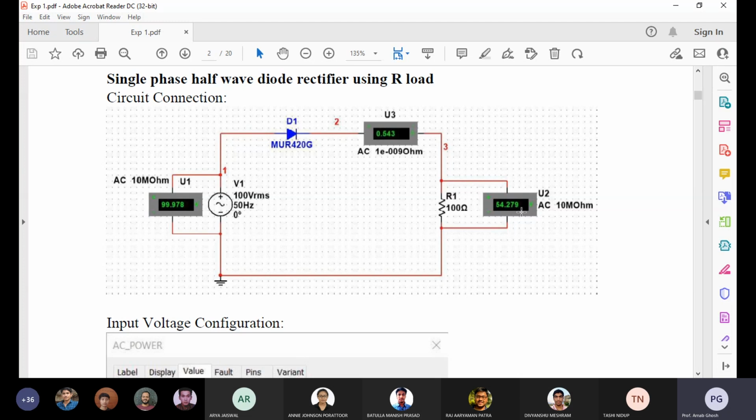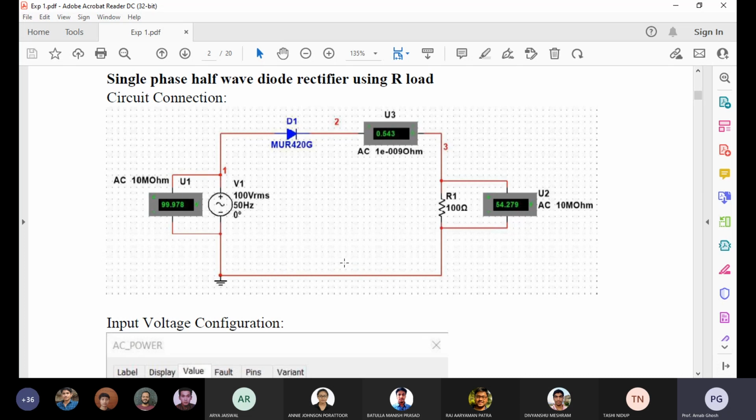Next, you have to get the average output power, so whatever power you have given and whatever power you get over here. Then efficiency. Oh, another thing I had forgotten: the average voltage you have measured.